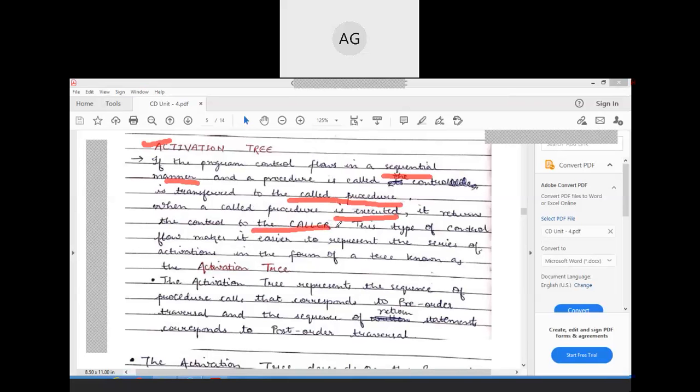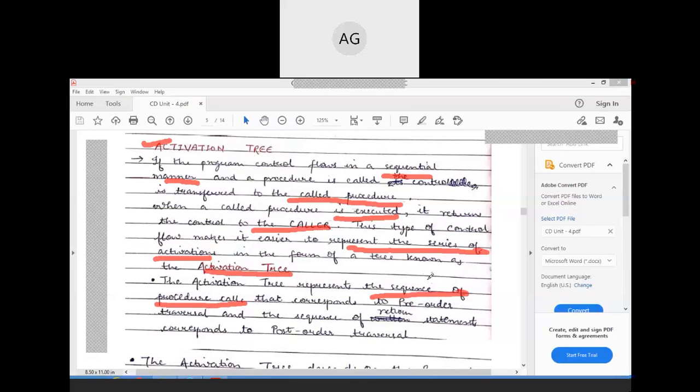So it is just the simple concept of parameter passing. This type of control flow makes it easier to represent the series of activations in the form of a tree known as the activation tree. The activation tree represents the sequence of procedure calls, meaning which procedure is executed first, and then which is executed second.